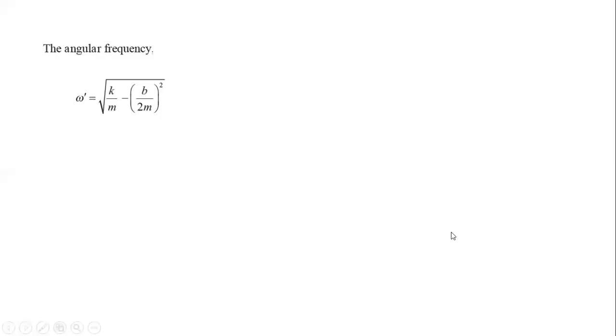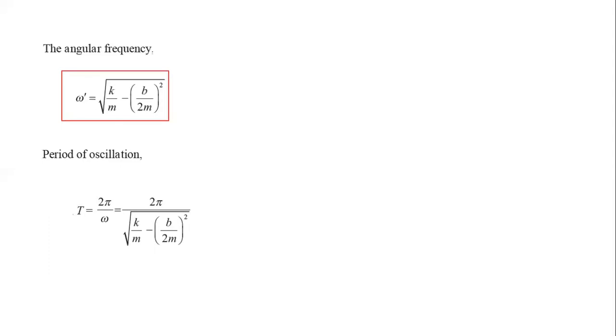Omega is the angular frequency and it is given by this formula. In a similar manner, we can write the period also. Period, you know that T is equal to 2 pi by omega. We only substitute omega, then we get the formula of the period.